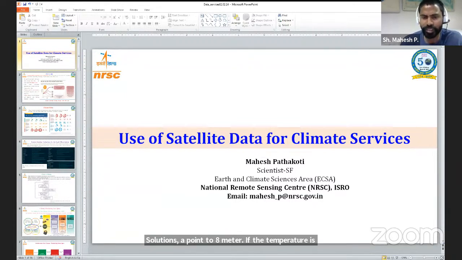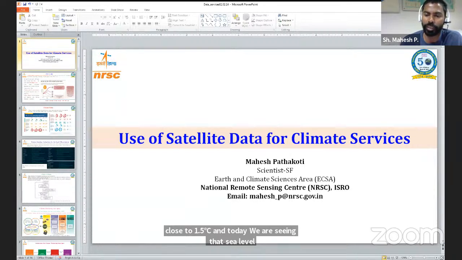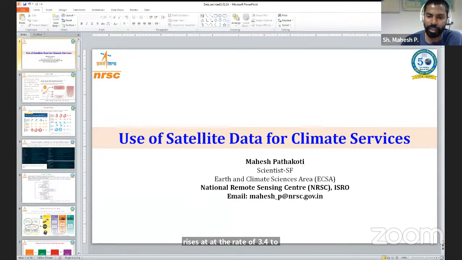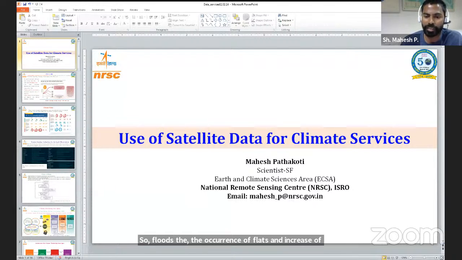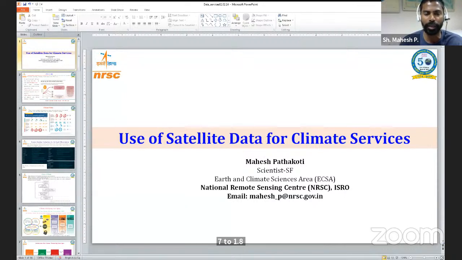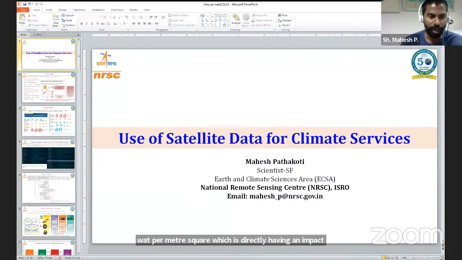And today, we are seeing that sea level rises at the rate of 3.4 to 3.5 mm per year. The occurrence of floods will also increase depending on the temperature rise. Coral reefs are also very important when it comes to carbon sequestration. And remote sensing has evolved in the last two to three decades in different aspects. When it comes to greenhouse gases, which are potent radiative forcers with a direct impact on warming, today radiative forcing by CO2 alone is around 1.7 to 1.8 watt per meter square, which directly has an impact of 0.7 to 0.8 degrees Celsius on the temperature. And likewise methane and other gases.